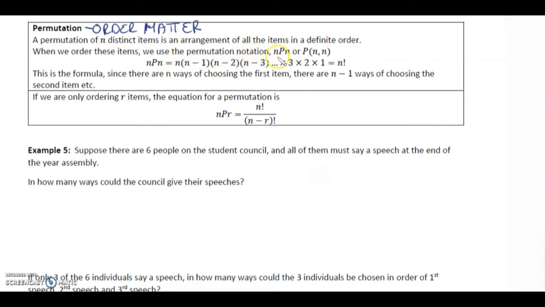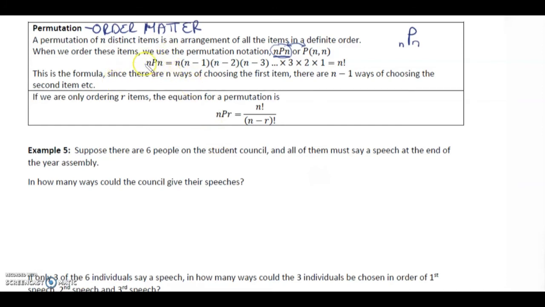So it's going to be one of two things. We either use nPn, and those n's are actually subscript, so they're down here. Or permutation (n, n). Both of these are completely fine. I usually use the first one in class.